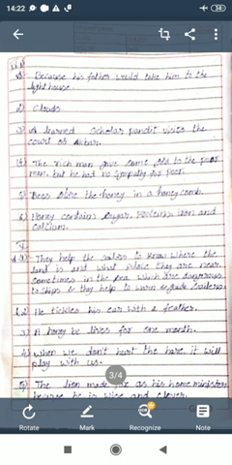A learned scholar Pandit visits the court of Akbar. Now pass on to the fourth question. What do you mean by his looks were cold?